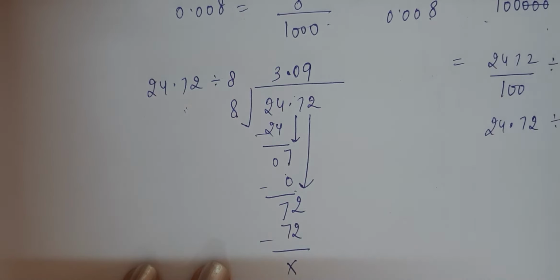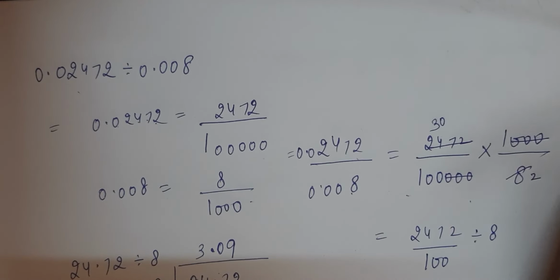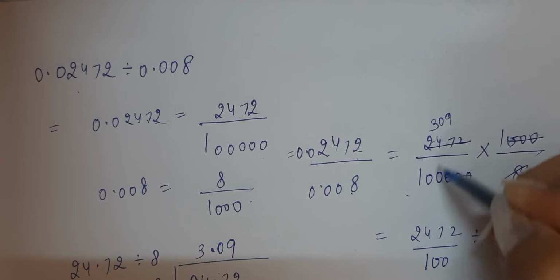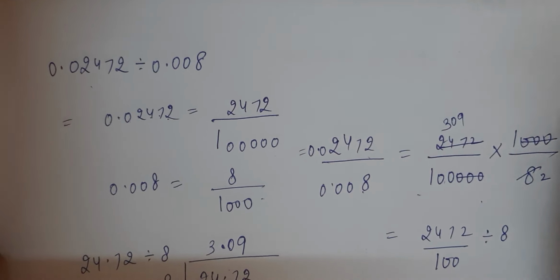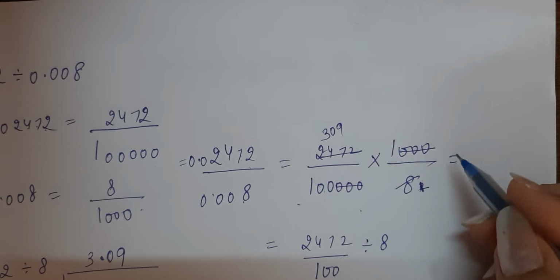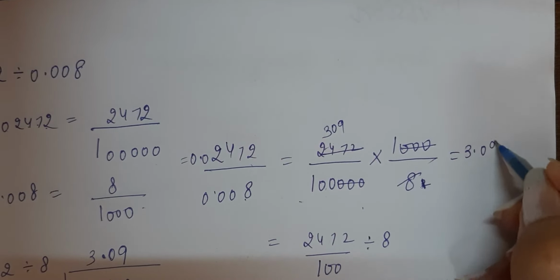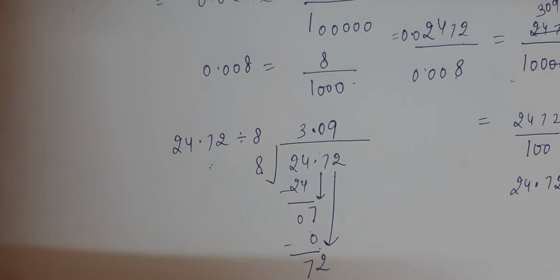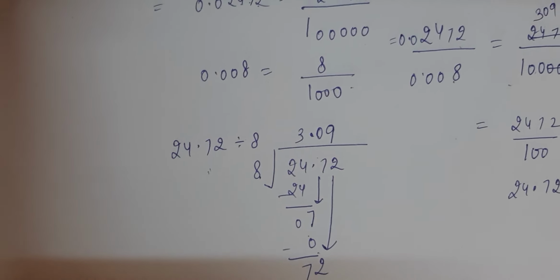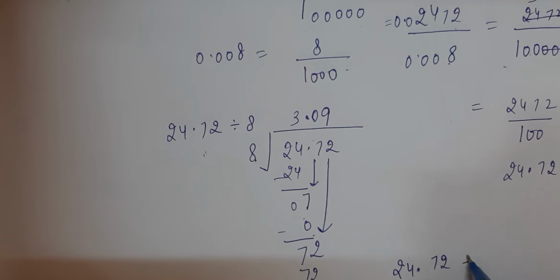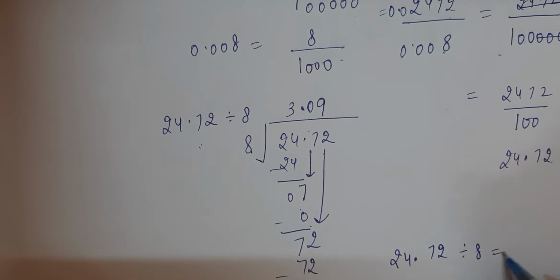If I find it by cancelling out, I also get the answer 309. Then I will get the same answer, that is, if I cancel out 1 with this, I will again get the answer 3.09. This is also correct, but if you want to show the full division method, you can do it like this, and hence the answer for dividing 24.72 by 8 is equal to 3.09.